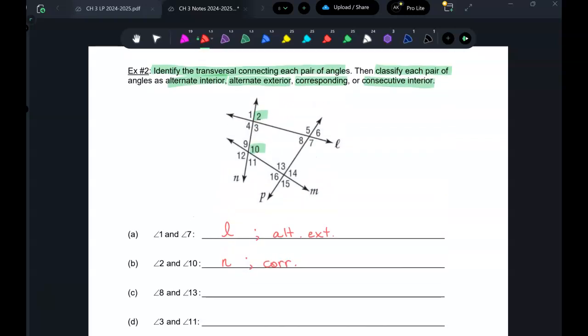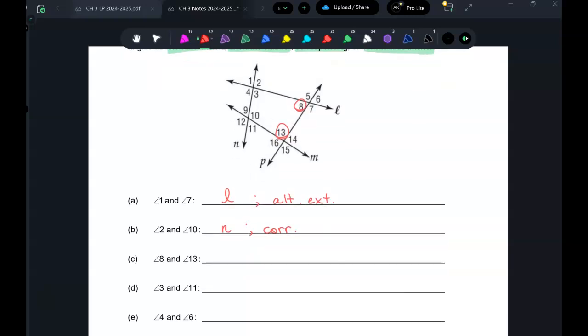Do you have to write L and N? No, you just have to identify the transversal. So for 8 and 13, here's 8 and 13. Now I'm ignoring line N, it has nothing to do with it. P is the transversal, and what kind of angles are these? Consecutive interior.